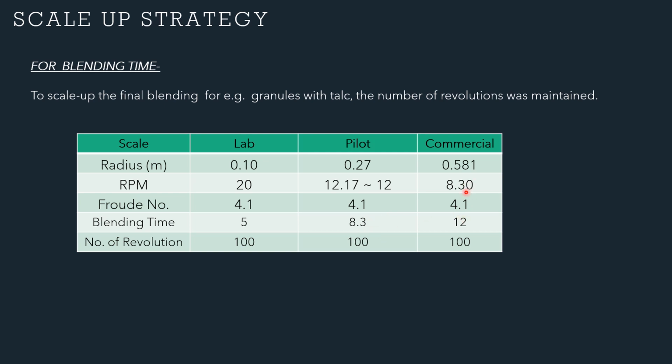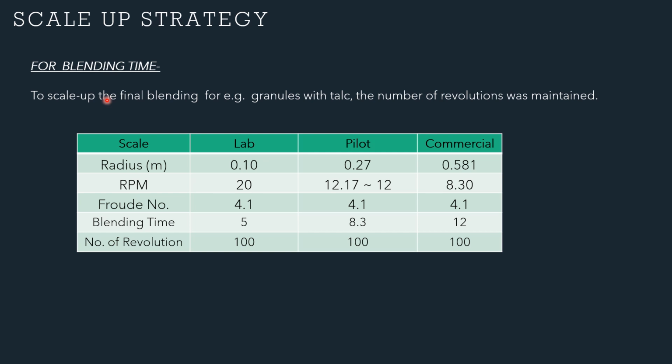For example, similarly in the commercial scale, we will mix for 12 minutes at the reduced rpm, that is 8.3 rpm, so that our revolution will be constant. So this approach, the constant number of revolution approach, is generally followed in blending, to calculate the blending time. Blending means the excipient will not impact the physicochemical property of the blend.